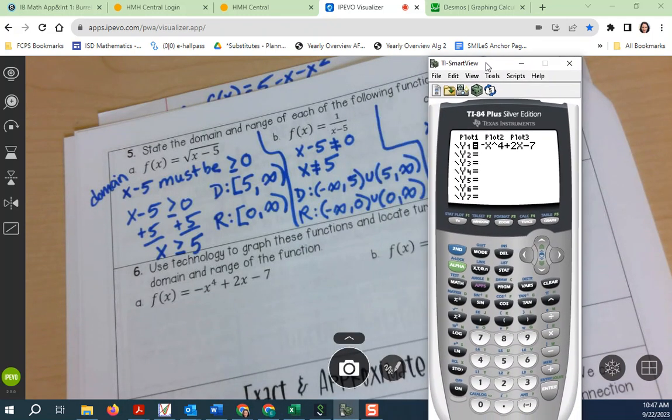On your calculator, press y equals and enter the first function. Okay, so I typed in the one from the worksheet right here. And then I'm going to press graph. And my graph, I can see it, but if you can't see it, then you'll go to zoom and choose 6, which is standard. Okay? Can you see it?